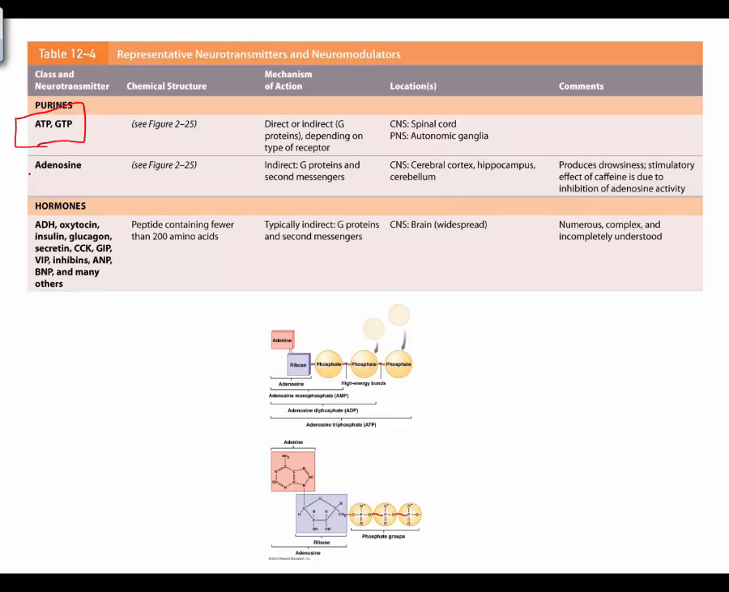ATP and GTP themselves are neurotransmitters. I mean, ATP is an energy molecule. It's the universal currency of energy. Well, ATP also acts as a neurotransmitter, as does GTP. And you can see that adenosine, the A part of ATP. Matter of fact, here's adenosine right here. That's adenosine right there.